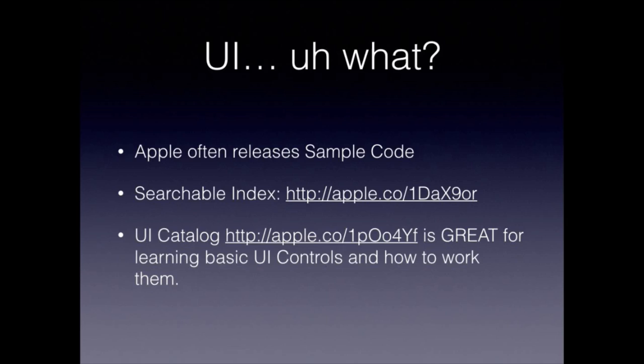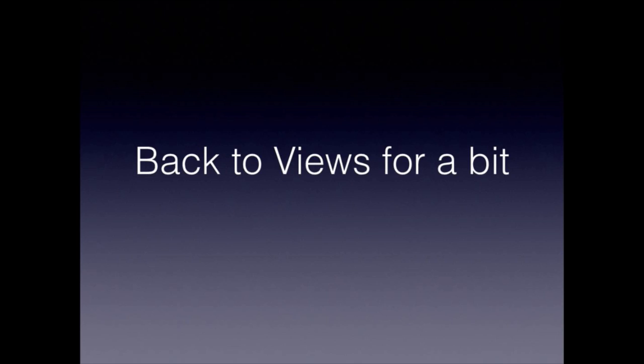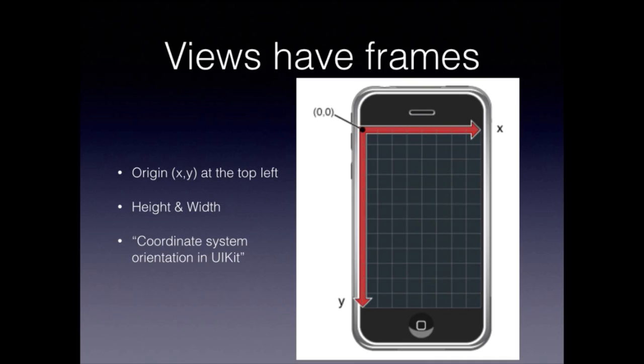So let's go back to views for a bit. The basic thing with UIKit and iOS is everything's in a view. You can put buttons in a view. The view controllers manage the views. But a view is basically a rectangle container in simplest terms. The origin is up at the top left, and it has a height and a width. And that is what's known as the coordinate system in UIKit.